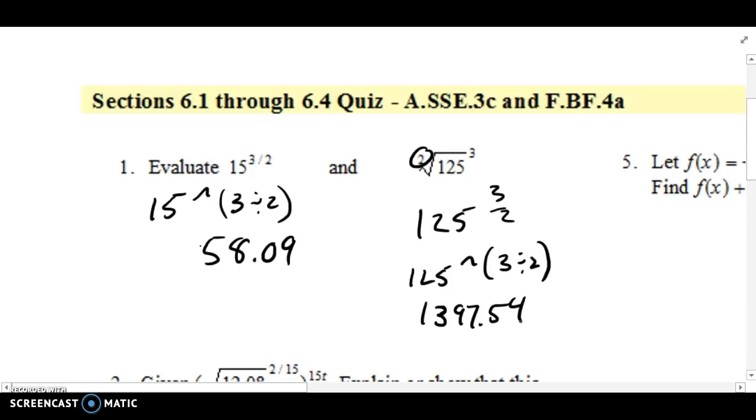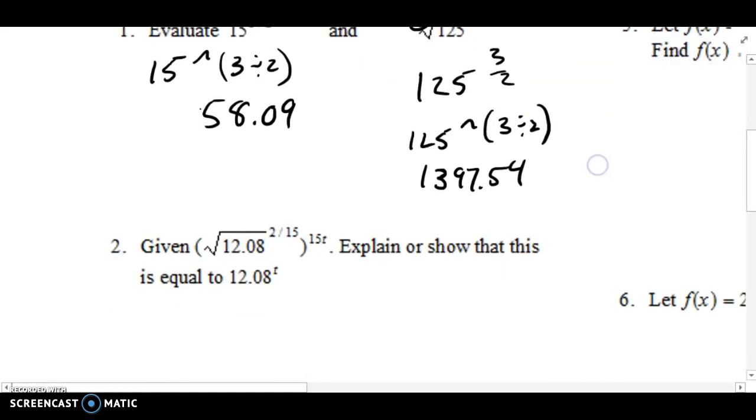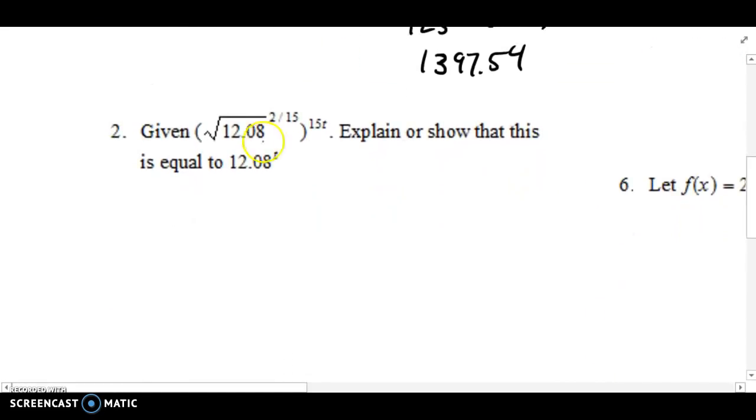Okay, and that's it. There we go. Number 2, we're going to be given this, and we want to prove that it's that. So we're going to explain or show how to do it. I'm just going to show, but we can use words if we'd like. So we have 2 over 15, and then this is times 15 over 12t.